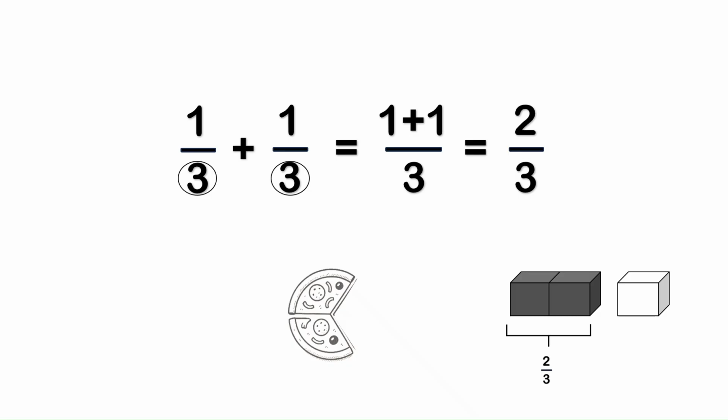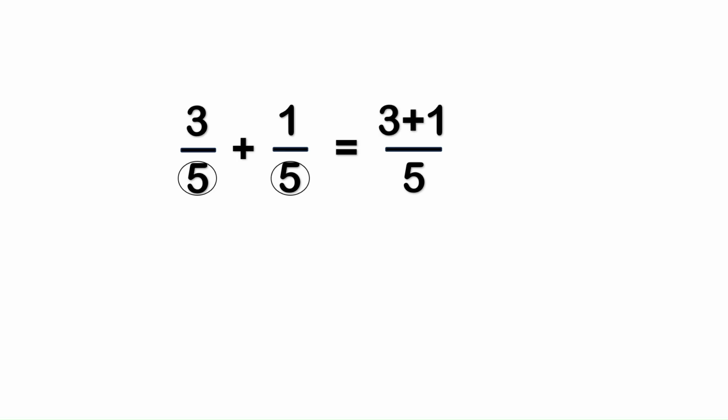We'll take one more example. We have a fraction 3/5 and we are going to add it to another fraction 1/5. As the denominators are same in both fractions, which is 5, we will write 5 below the fraction bar, that is at denominator's place. And we will add the numerators 3 and 1 at the numerator's place. So our fraction becomes 4/5.